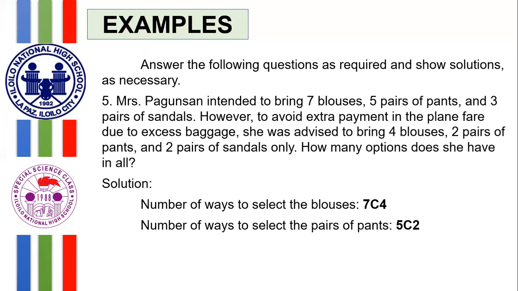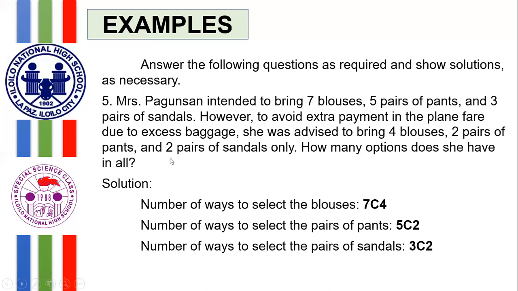And for the sandals, out of the 3 of them, you have to choose only 2 pairs. So that's 3C2, which is the number of ways to select the pairs of sandals. So by the fundamental counting principle, we should multiply 7C4, 5C2, and 3C2. Feel free to pause the video, try this on your own, and let's see if you got the same answer as I did.